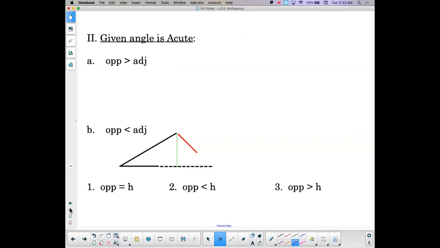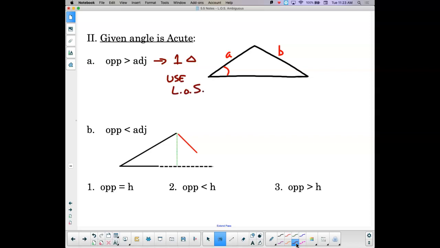If our given angle is acute, and our opposite side is longer than our adjacent side, we get one triangle, and we're going to use the law of sines to solve it.